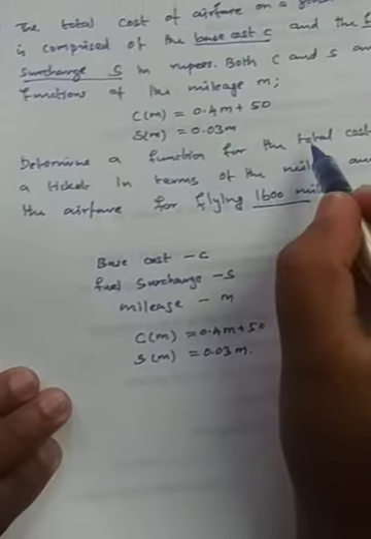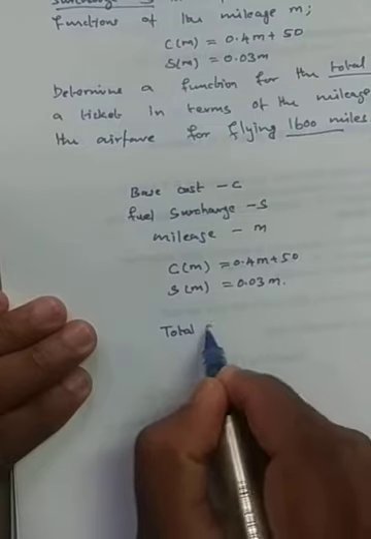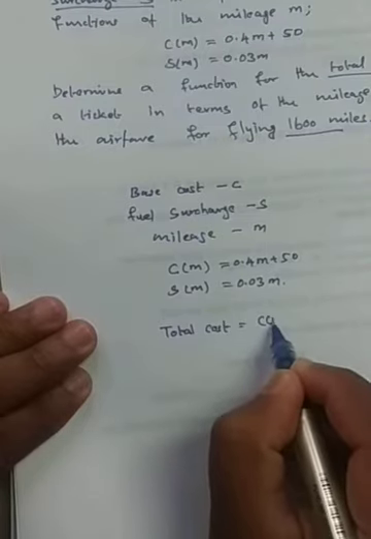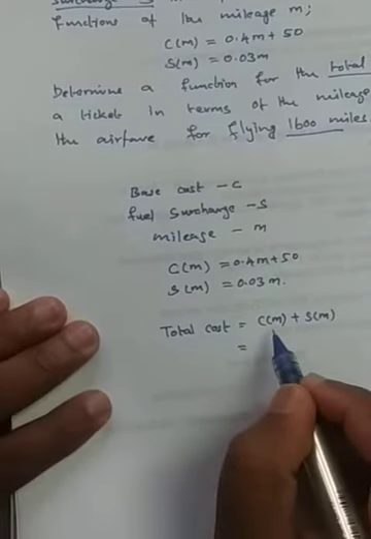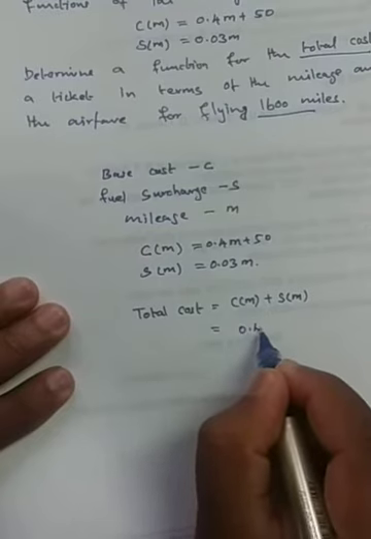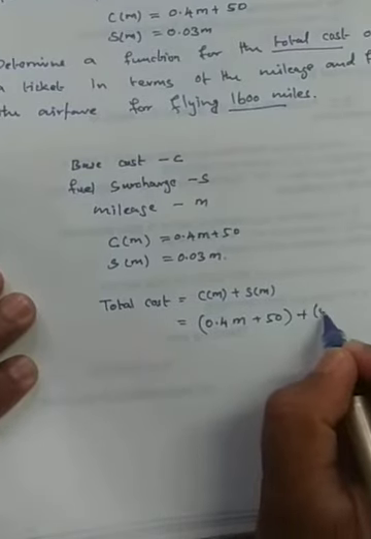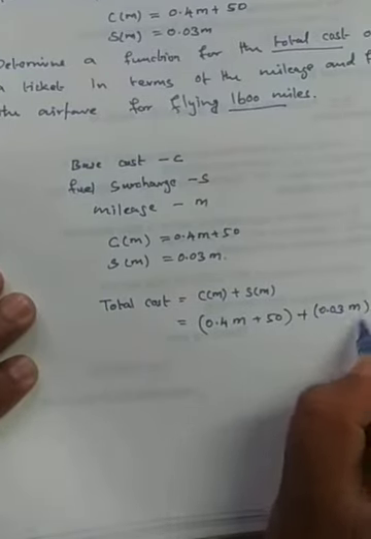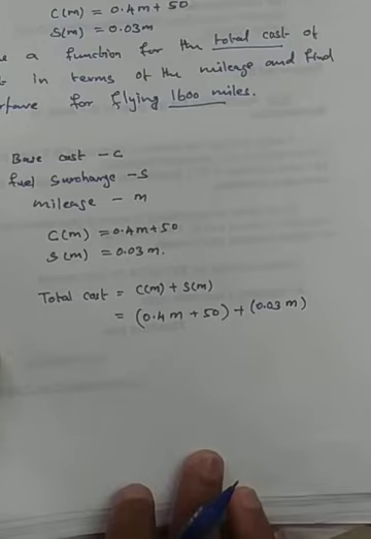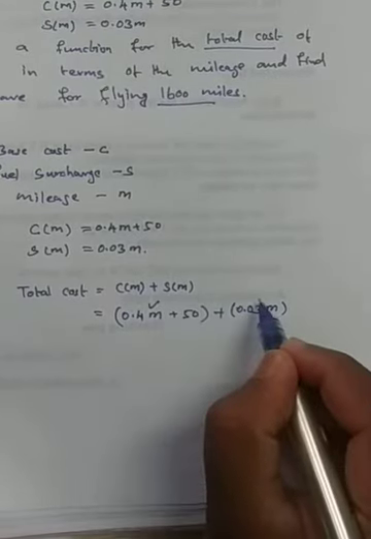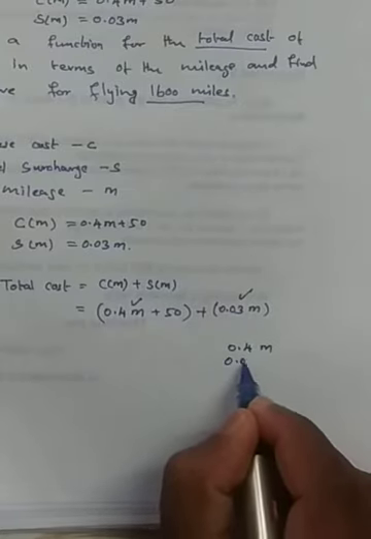So now what they are asking in the question is the total cost. So total cost equals C of M, that is base charge, plus surcharges, fuel charges. What is C of M here? 0.4 into M plus 50. And plus here 0.03 M. Those are the two charges we are going to take here. Is that clear? So now we need to add this and write it here. So here it is 0.4 M, here 0.03 M.